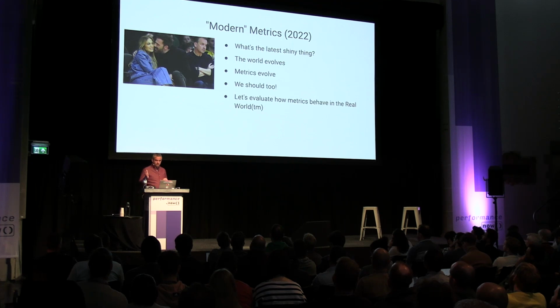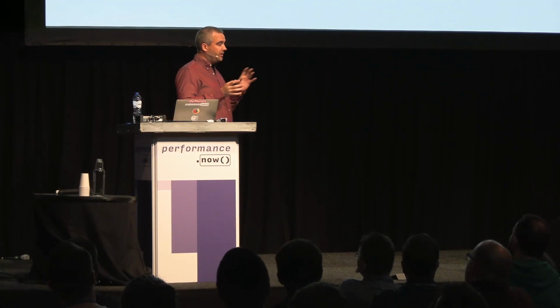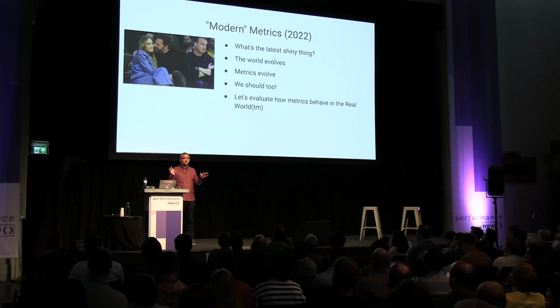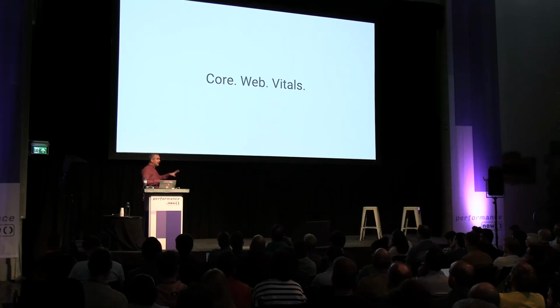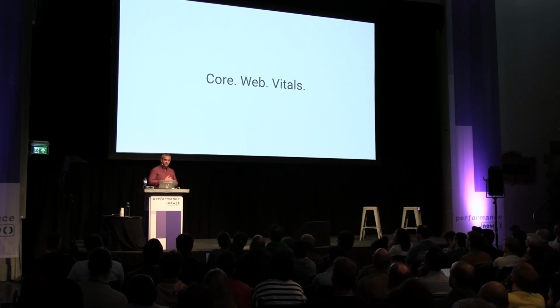So if we're talking about metrics in the year 2022, what are the latest shiny things? Core Web Vitals obviously is a very important thing for a good reason, I think. The world is evolving, and we should too, but we need to evaluate all these metrics in the real world. So I'm going to be talking a lot about Core Web Vitals in a second. We have a lot of data that we've captured as part of our product, part of the Impulse Real User Monitoring.